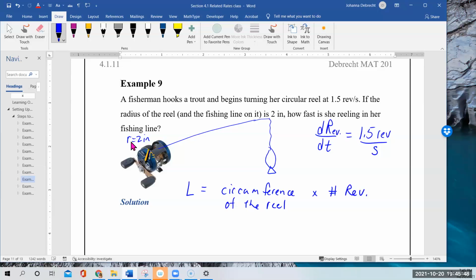If the circumference of the reel is, say, 3 inches, and I revolve it twice, then I've reeled in 6 inches of fishing wire. That's basically what we're talking about. Now I need to convert from the words into mathematics. What is the circumference of the reel? The circumference of a circle is 2 pi times the radius of the circle. So this is 2 pi times r, where this is the radius of the reel. Then I multiply this by the number of revolutions, which I can represent as capital R.